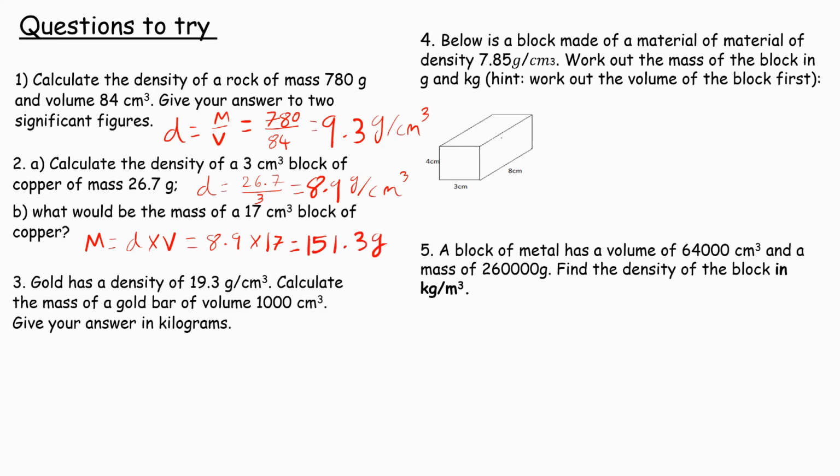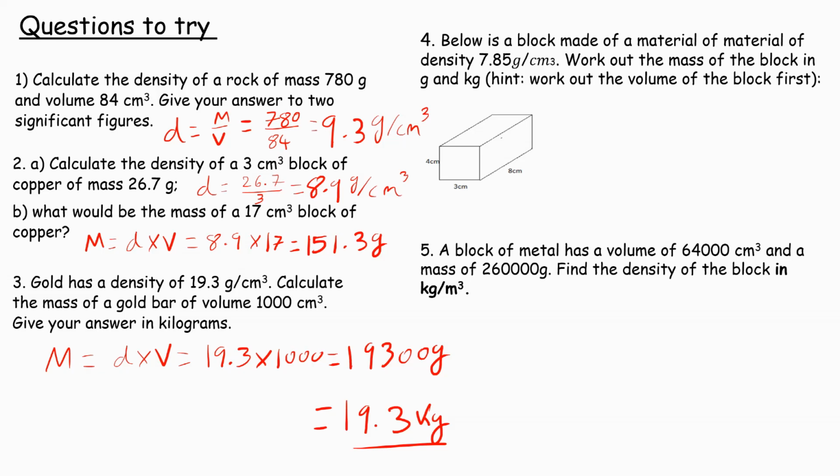Gold has a density of 19.3 grams per centimeters cubed, and I want the mass of a gold bar of volume 1000 centimeters cubed. So mass is equal to density times volume. So we have 19.3 times by 1000, so obviously 19,300 grams. To change that into kilograms, we divide by 1000, which gives me 19.3 kilograms.